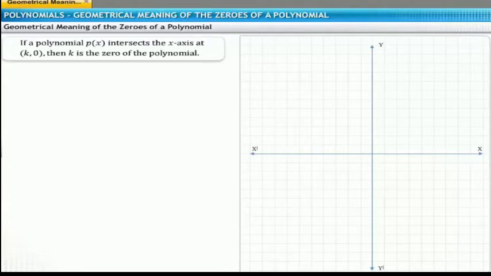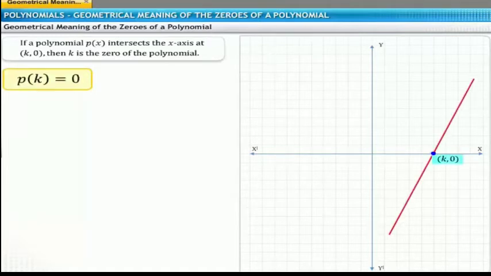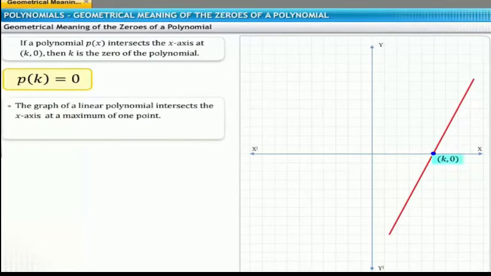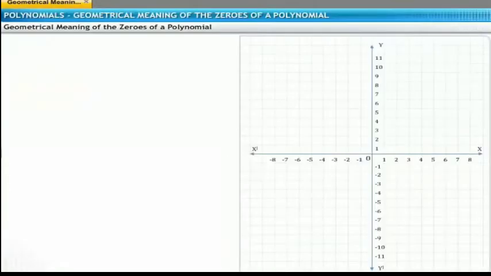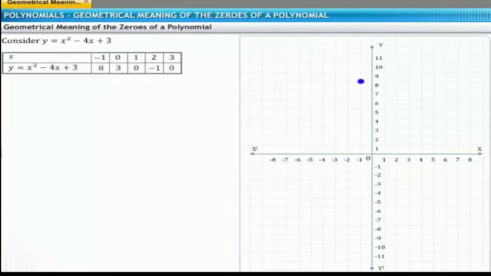If a polynomial p(x) intersects the x axis at k comma 0, then k is a zero of the polynomial. It means where it intersects the x axis, that is the zero of the polynomial. Simply you can say it is the value for which we get the polynomial equal to 0. So we can see it is the zero of the polynomial.